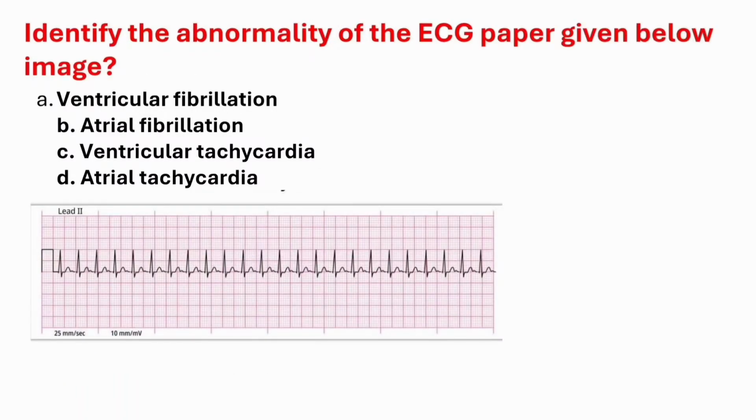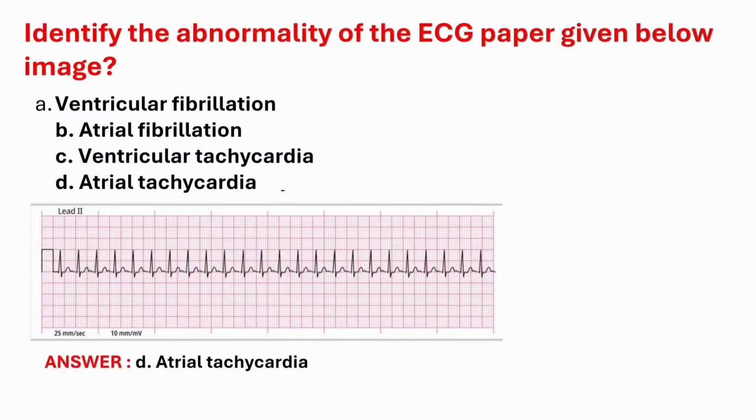Identify the abnormality of the ECG paper given in the image below. A. Ventricular fibrillation. B. Atrial fibrillation. C. Ventricular tachycardia. D. Atrial tachycardia. The correct answer is D.